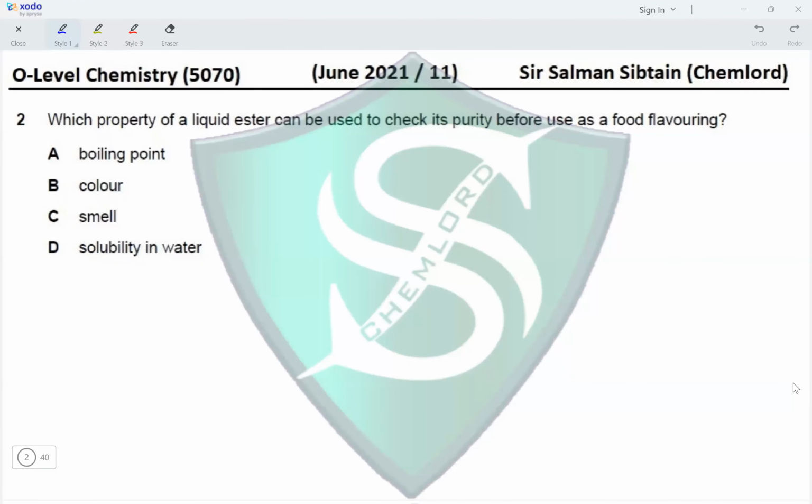Now, solubility in water. Solubility in water depends on the Mr. The greater the Mr, the less the solubility in water. So esters with a higher Mr value would be less soluble, and esters with a lower Mr value would be more soluble. So solubility is not an indication of purity. So we are left with boiling point as the correct answer. So option A is the correct option for this question.